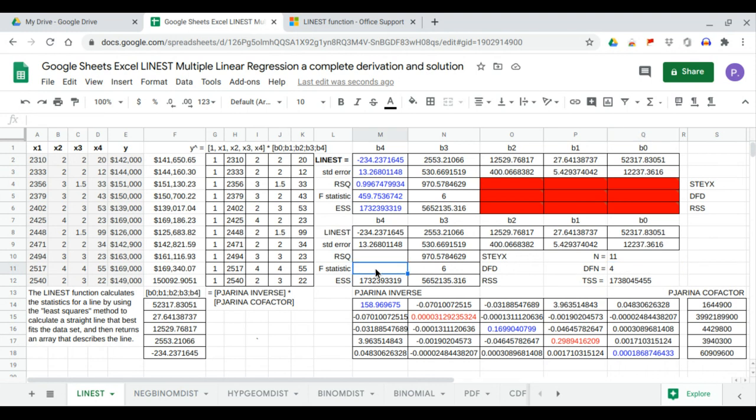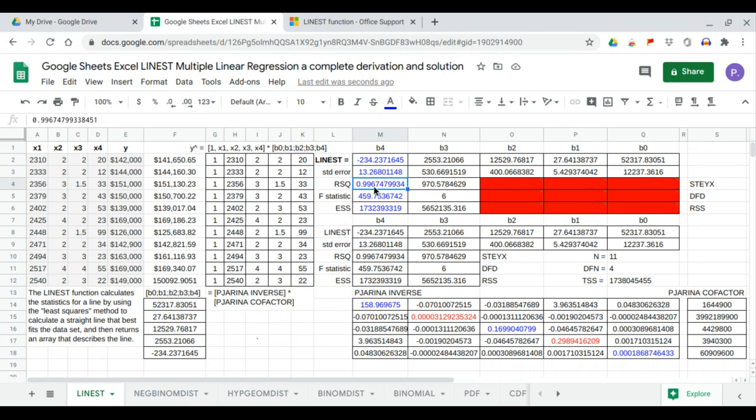Now we can calculate the F statistic, which is equal to the regression sum of squares divided by the degrees of freedom of the numerator, divided by sey squared. 459.753 matches our LINEST output. And last, we calculate the R squared. This is equal to the regression sum of squares divided by the total sum of squares. 0.99674 matches our LINEST output.